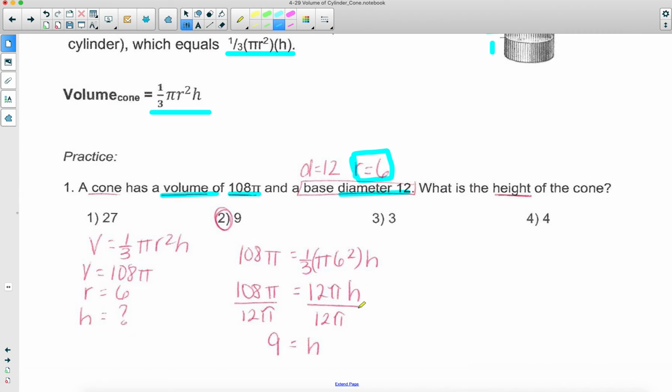Now to get h by itself, I'm going to divide by 12 pi, so your pi's cancel. 12's cancel on this side. 108 divided by 12 is 9, so your height is 9. We don't have any units, so we're just going to say our height is 9 units. Choice 2.